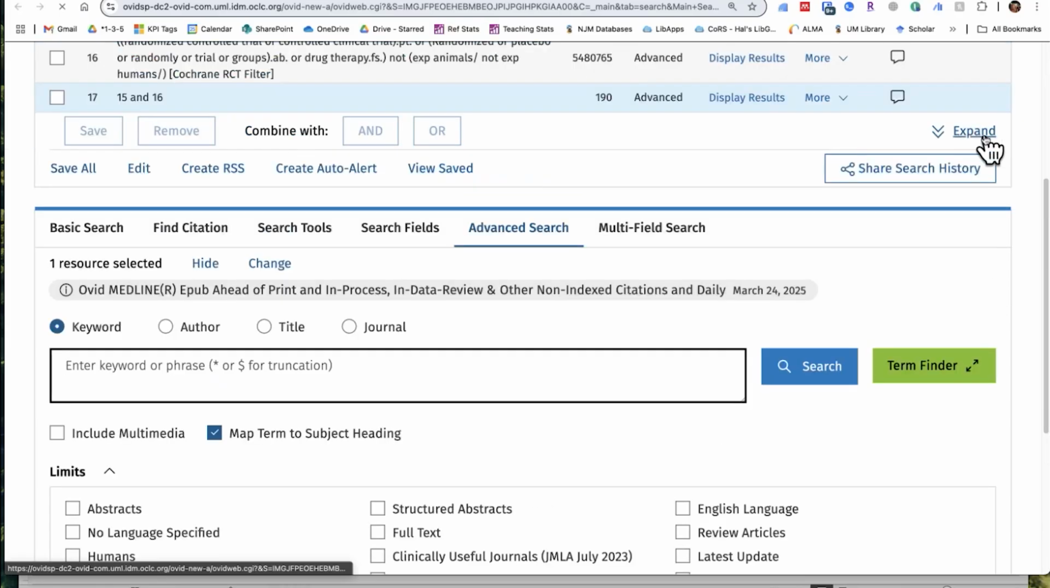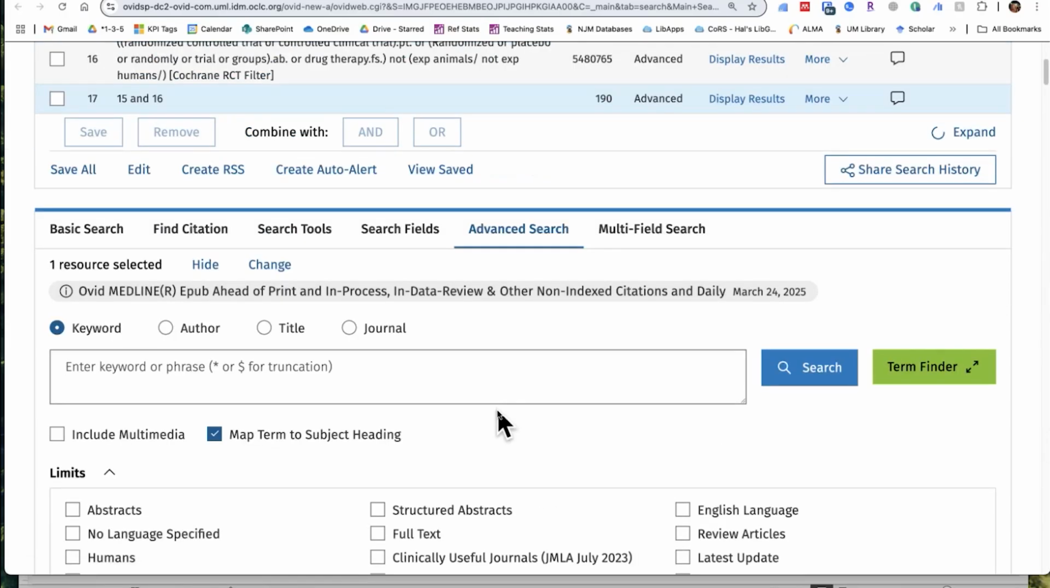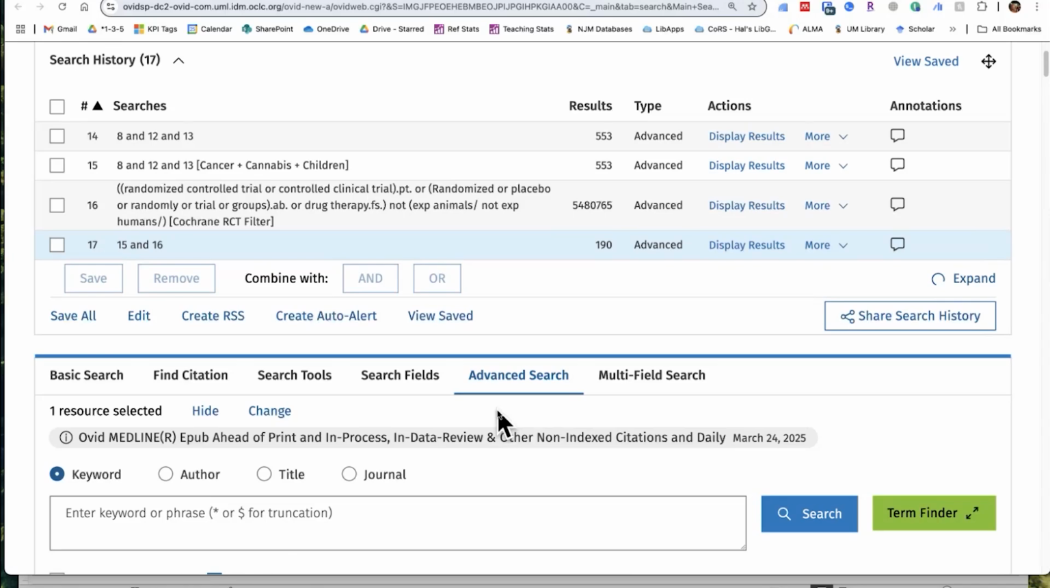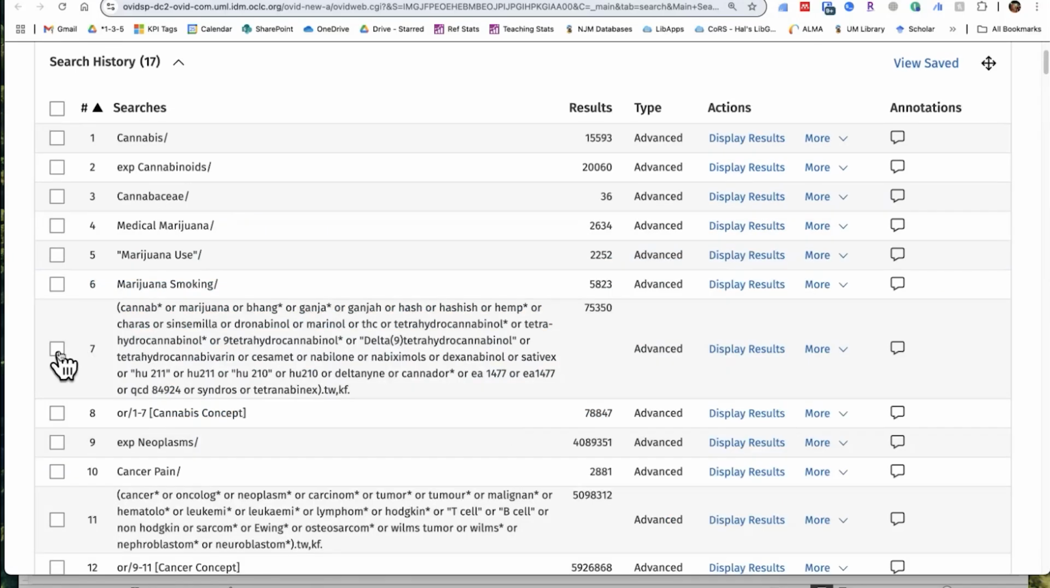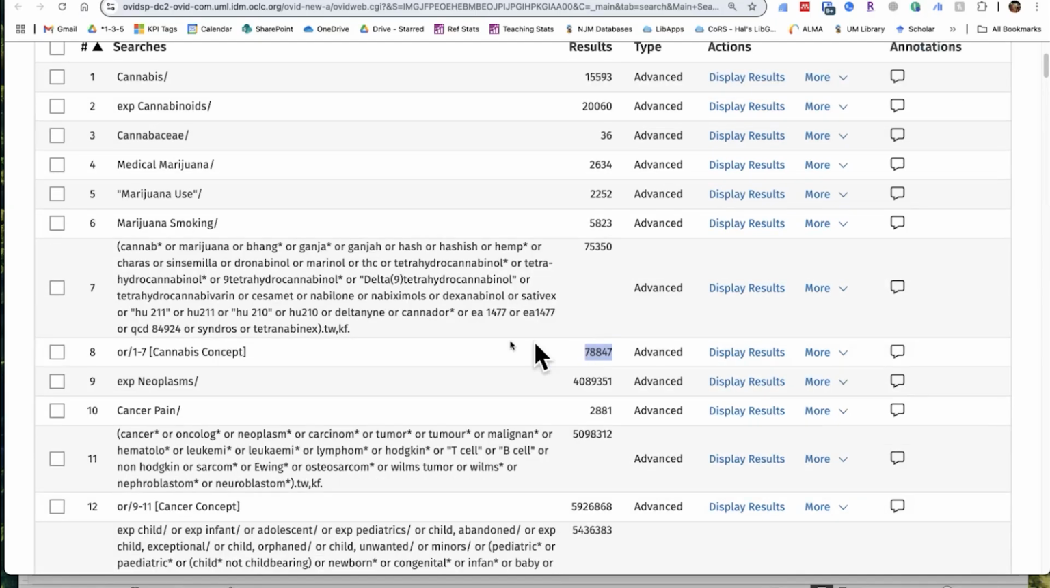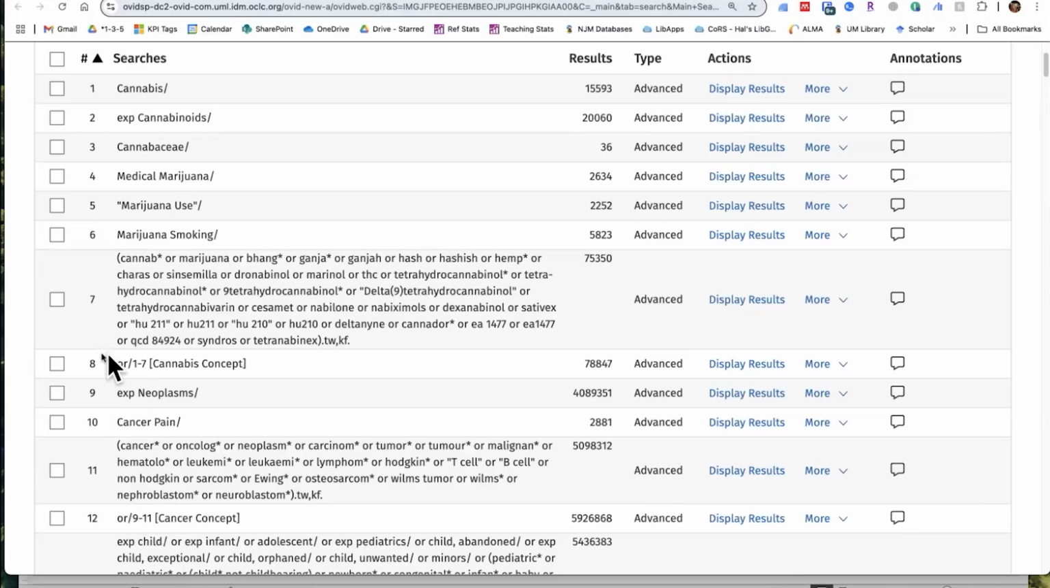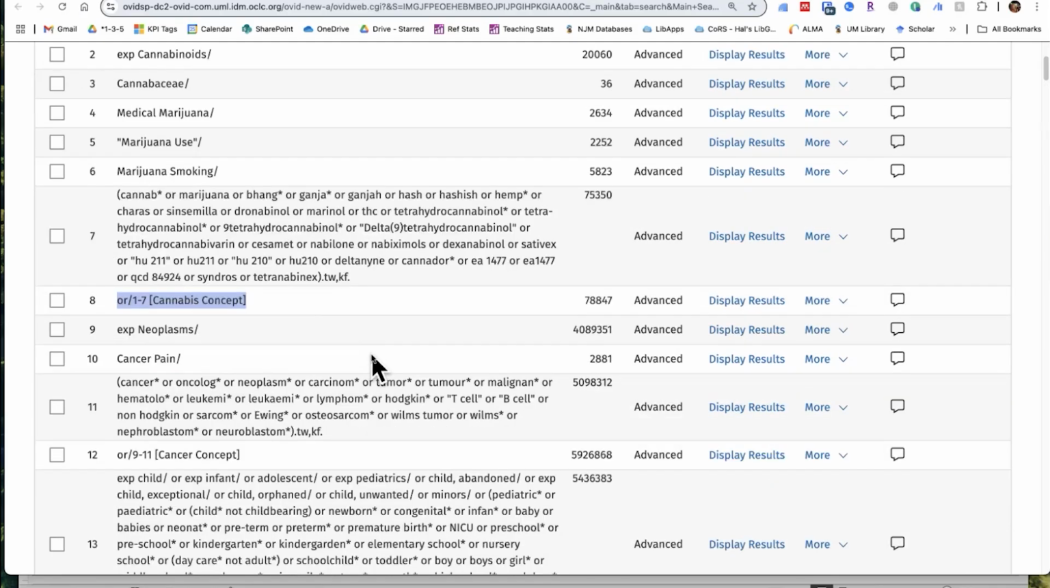Okay, there we go. I was just waiting for it to load. Let me scroll up to the top here. Okay, so this line right here, search line number 8, I've said to the database, I want any of these articles that were found from search lines 1 to 7. So that is my cannabis concept right there. And you can see it's not a perfect plus. There's definitely overlap between some of these, but that is a pretty exhaustive search of any articles that might relate to cannabis or medical marijuana in this particular database.